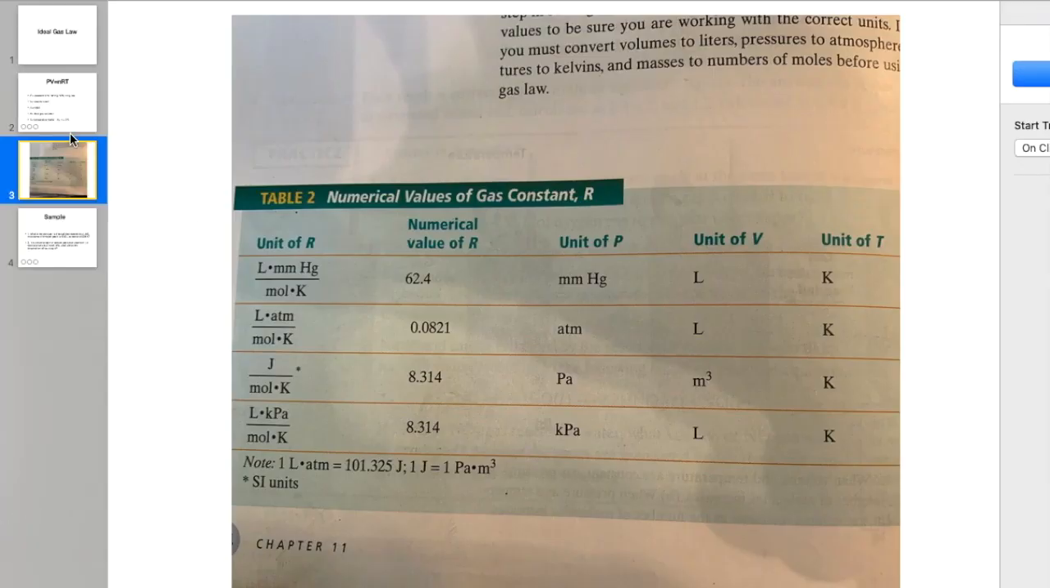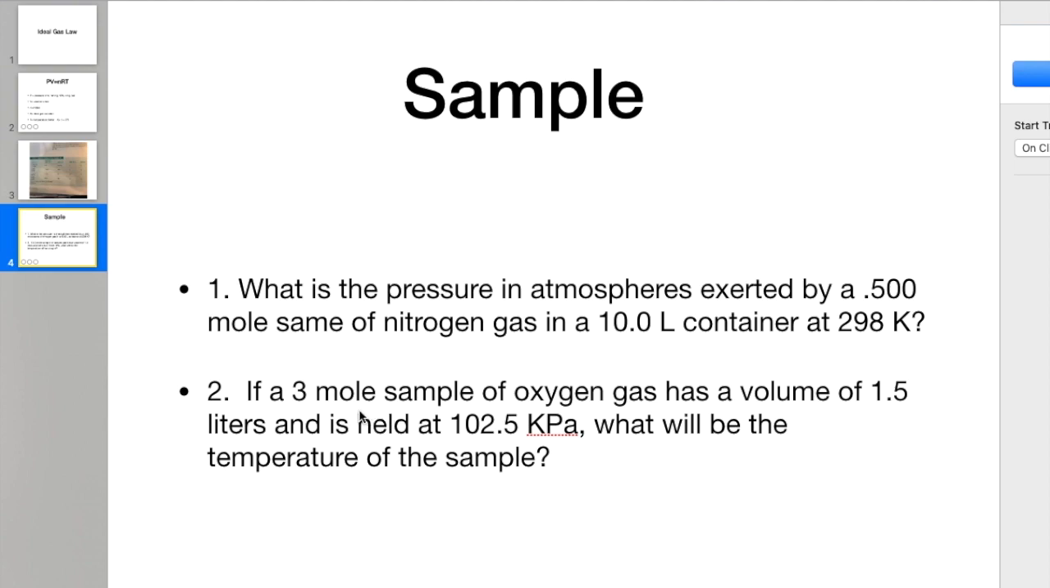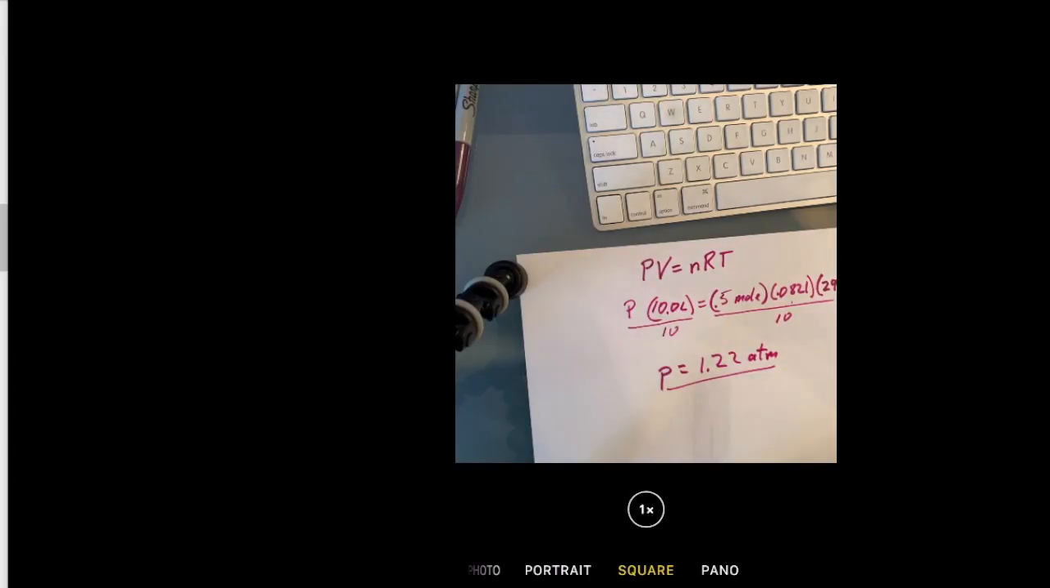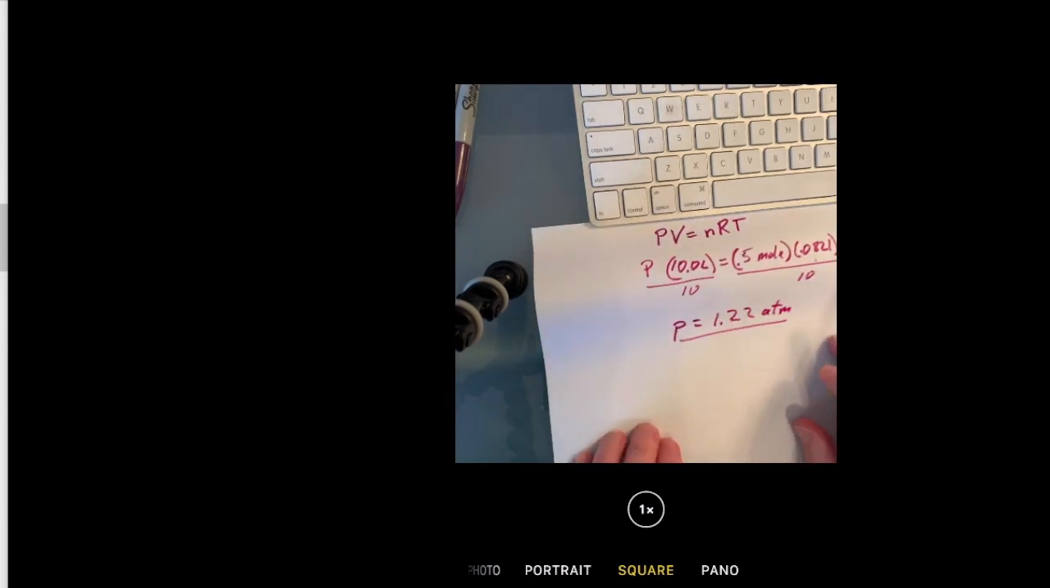Let's do a second problem real quick. The second problem says, if a 3 mole sample of oxygen gas has a volume of 1.5 liters and is held at 102.5 kilopascals, what will be the temperature of the sample? And we know the temperature of the sample is going to be in Kelvin. So let's go ahead and do this second problem.